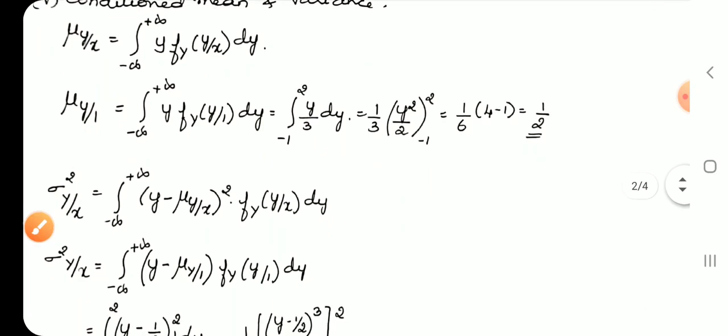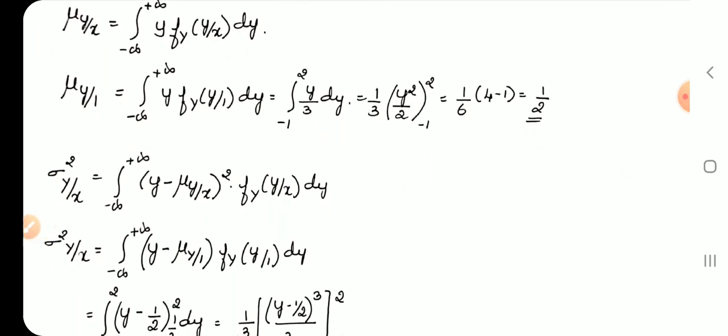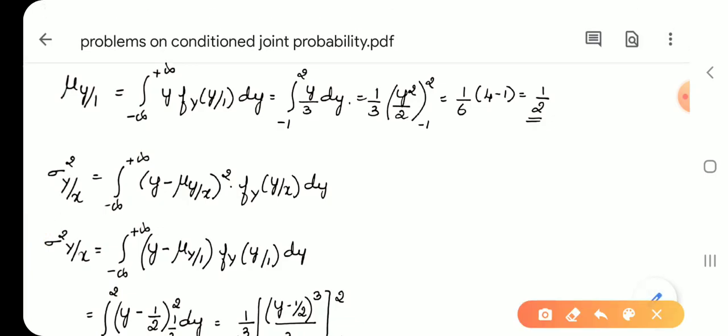Next, let us find the variance. Variance of y conditioned on some value of x. The value of x is 1 here. So variance of y conditioned x is equal to integral minus infinity to plus infinity of y minus mu y by x whole square into fy of y by x dy. So the value of x is 1, so y minus mu y by 1 into fy of y by 1 dy.